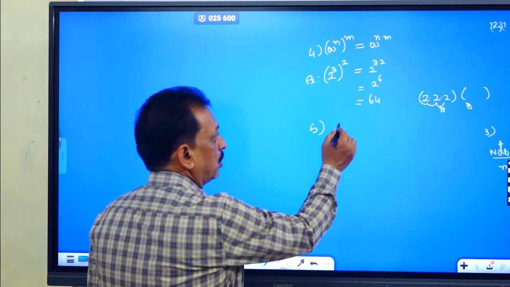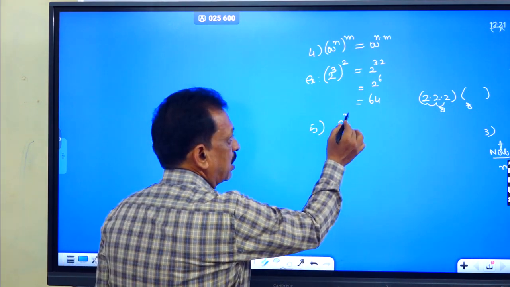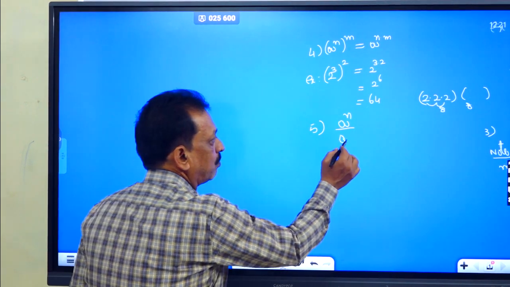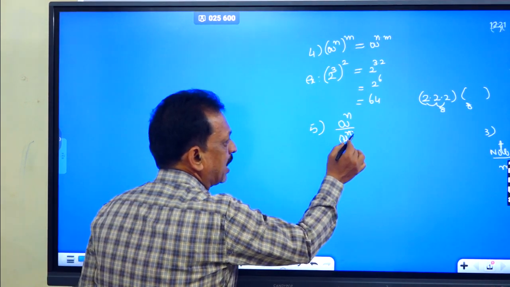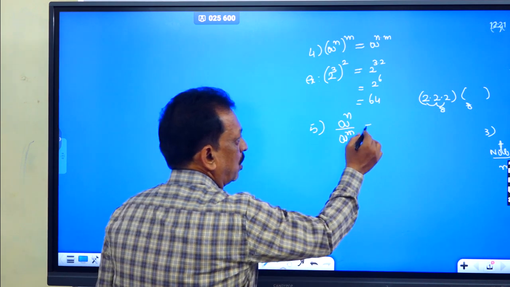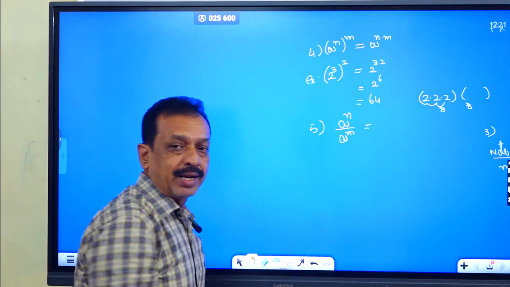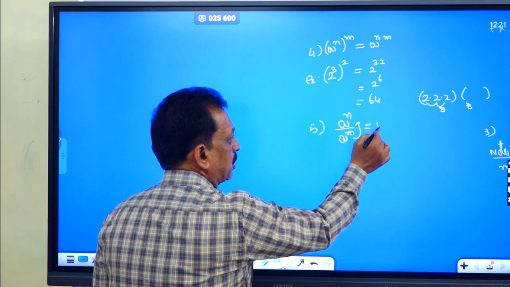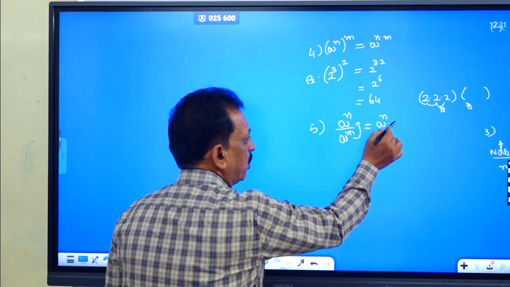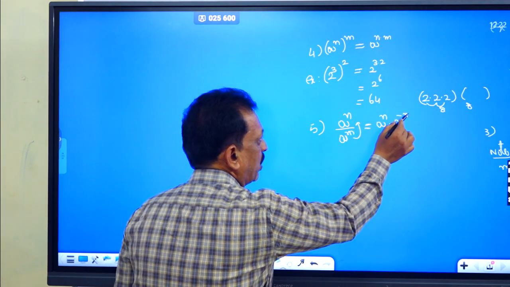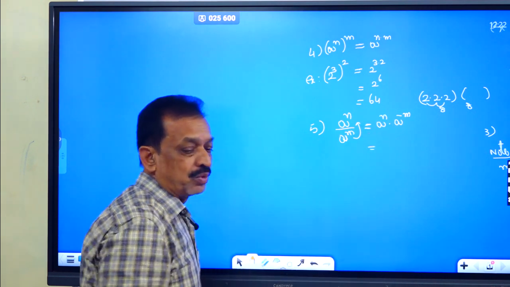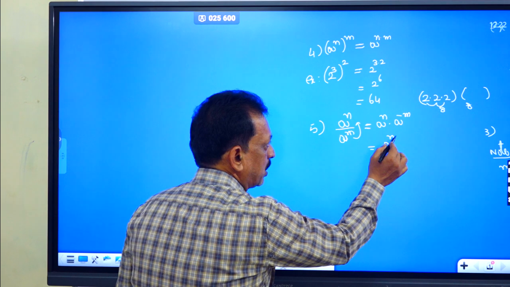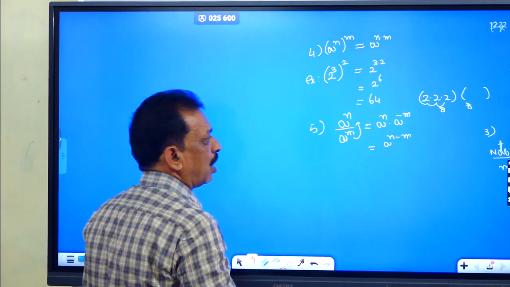Now, a to the power of n by a to the power of m. But we are going to say directly how you got it, that is the problem. When I take the denominator to the numerator, the power becomes minus: a to the power of n into a to the power of minus m. But we are going to write directly a to the power of n minus m. So therefore, for the same base, the powers must be added, so negative addition, n minus m.